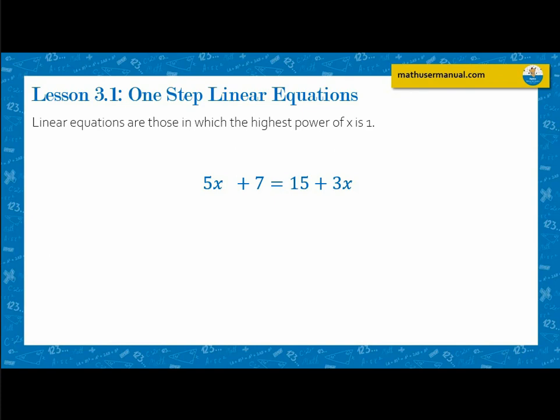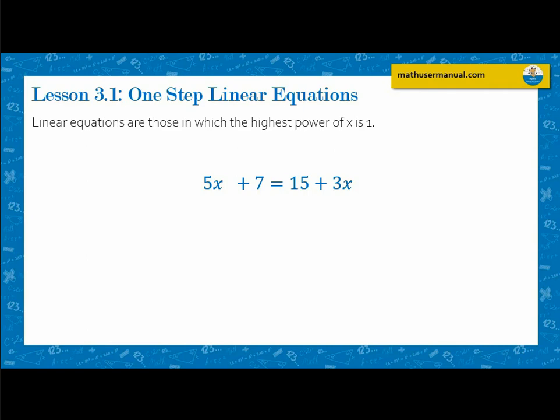In lesson 3.1, we start learning how to solve equations, which is the backbone of algebra. We're going to first start learning how to solve one-step linear equations, which means we need to understand and identify what linear equations are. And linear equations are those equations in which the highest power of x is 1.